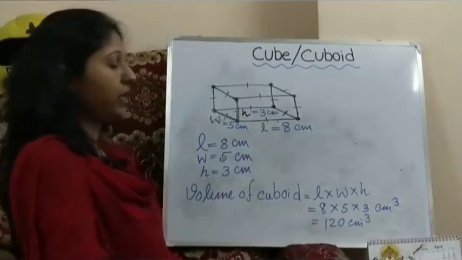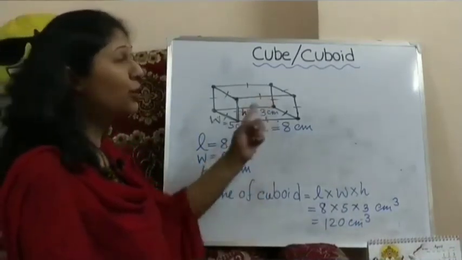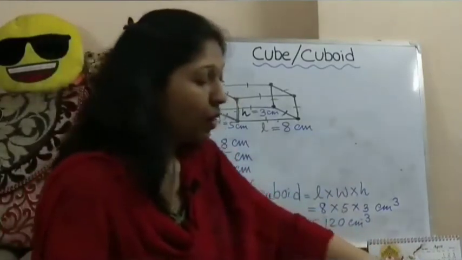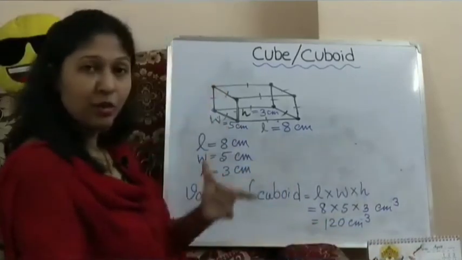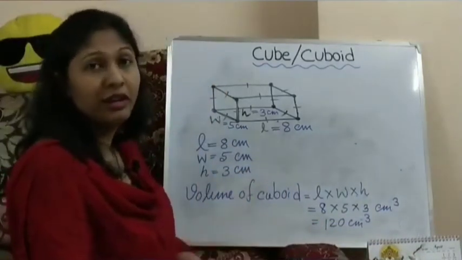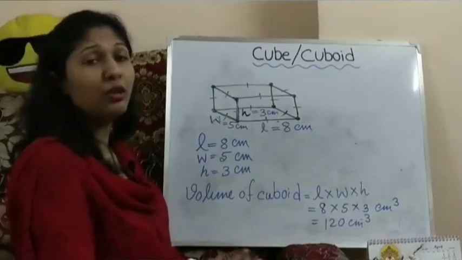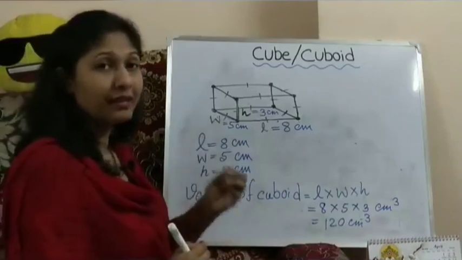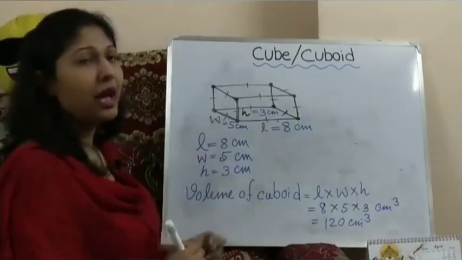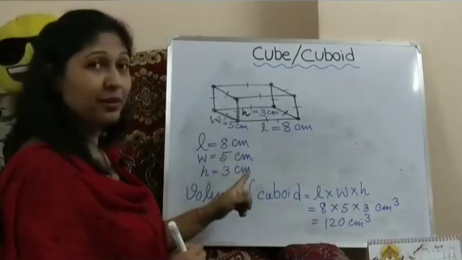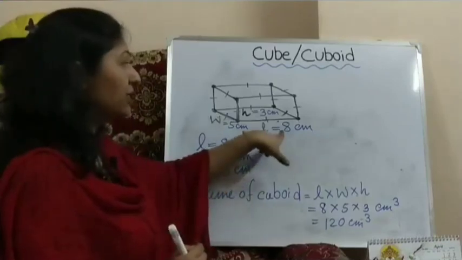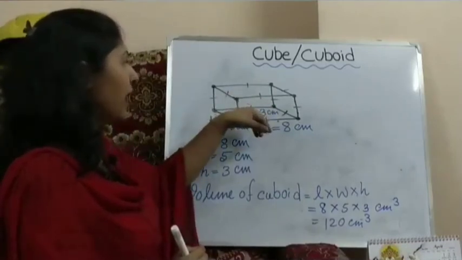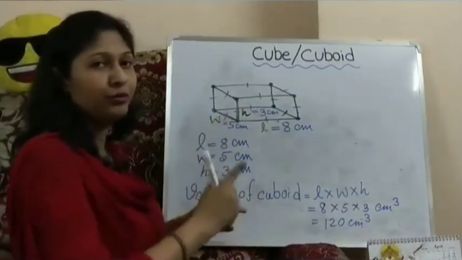And the example of cuboid in our daily life, that is some box, matchbox, then book, eraser. So all those things, fridge, all those things are our real life examples of cuboid. I will show you one more example where we should find out the length of a cuboid based on height, width and volume.